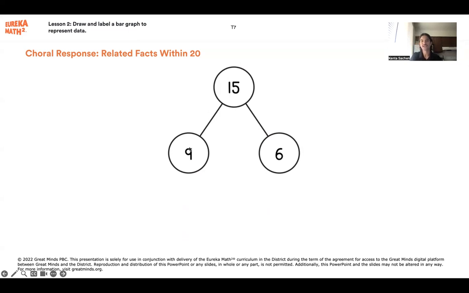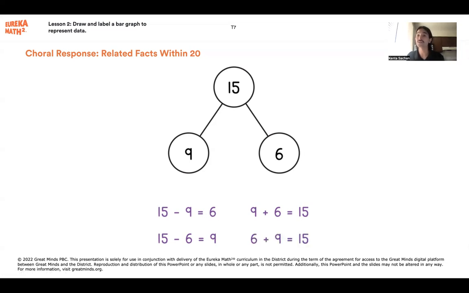We have 15, 9, and 6. Let's start with subtraction. I'm going to do 15 minus, which one should I do? Let's do 9. 15 minus 9 is equal to 6. Now let's do addition. 9 plus 6 is equal to 15. Great work. Now a different subtraction problem would be 15 minus 6 is equal to 9, yes. And an addition problem, 6 plus 9 is equal to 15. Very good, second grade. Awesome work.